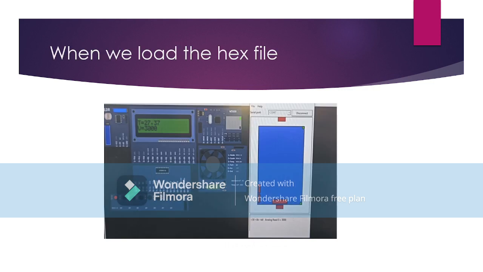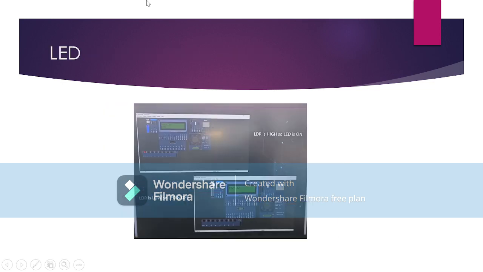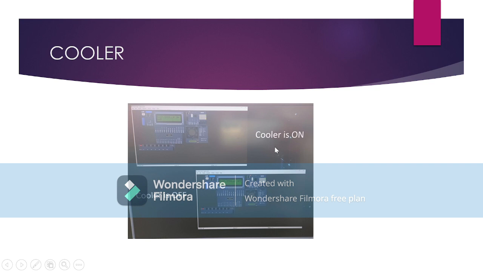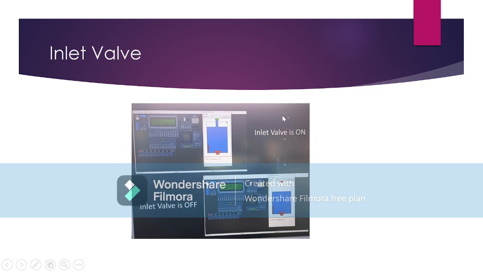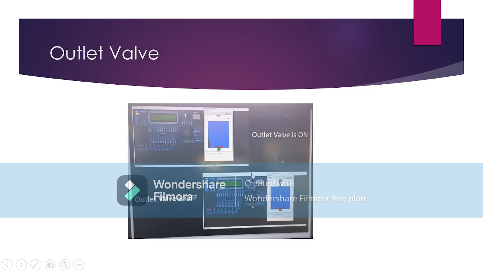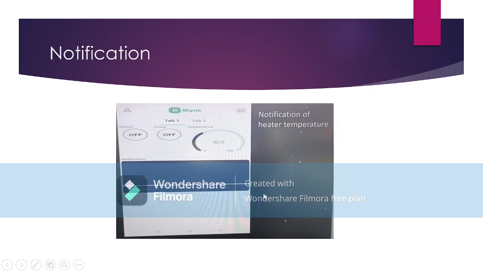These are the output screenshots we had when we loaded the hex file. This is the screenshot when LDR is high, so the LED is on, and when LDR is low, so the LED is off. This is when the cooler is on and when the cooler is off. This is when the heater is on and when the heater is off. This is when the inlet valve is on and when the inlet valve is off. This is the picture of when the outlet valve is on and when the outlet valve is off.